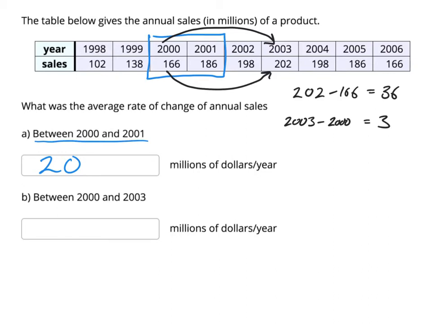If I want to then figure out what is it in terms of $1 million per year, I would have to do the 36 divided by 3, which is 12, which means then that my answer for this one is 12. And so again, notice that yes, those two answers are different because we were never told that it was going up by the same amount. Hence why it also had to specify which years to look at for each of the problems.